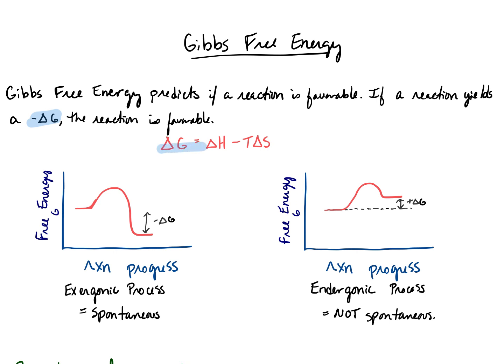Delta G is given by an equation, and that is delta H minus T delta S, where T is temperature, okay?